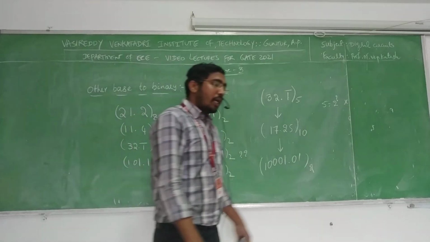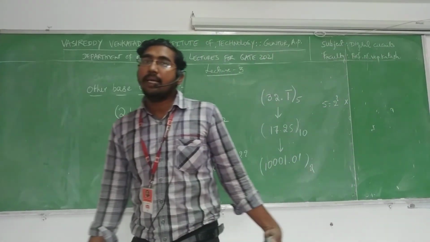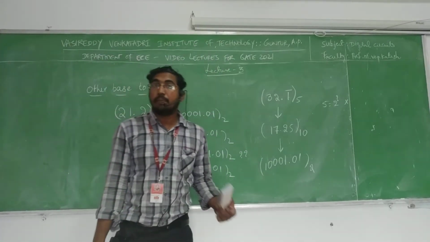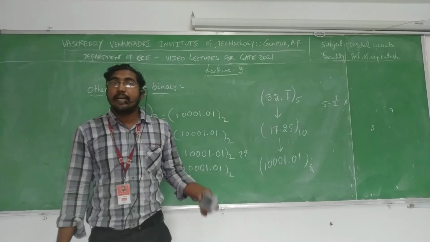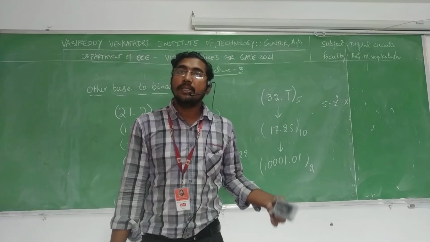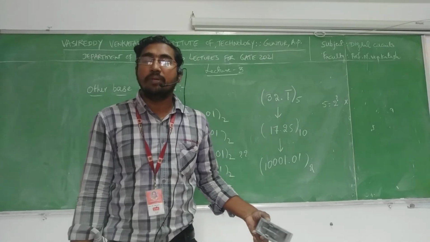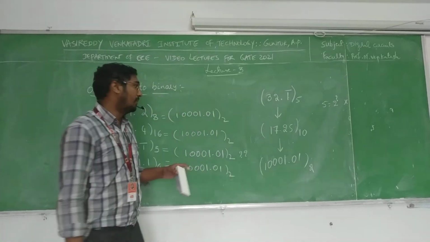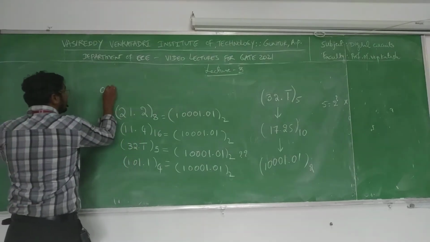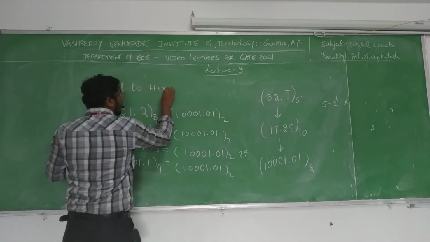So here we understood how to convert other bases to binary, when it is directly possible, and when we have to take the help of decimal. Sometimes we have to take the help of decimal, sometimes we can directly convert. If the given base can be written as a 2 power, we can directly convert. If we cannot write the given base in terms of a 2 power, we have to take the help of decimal. Next one, we consider octal to hexadecimal.